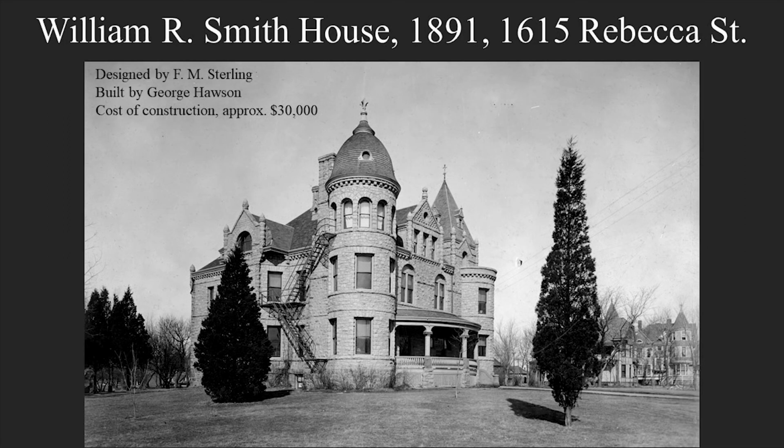And of course, the big house on the west side is the William Remsen Smith House itself, finished in 1891 at 1615 Rebecca Street, designed by F.M. Sterling, built by contractor George Hawson, for approximately $30,000. I couldn't nail down an actual figure, but based on other architecture of the time, I'm going to guess that's about where we are. This image is, of course, taken in the early 20th century after this house had been modified into a school building.